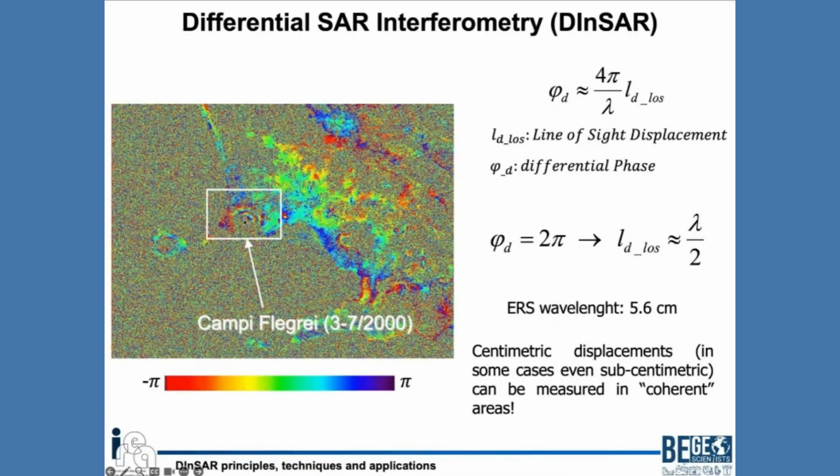The deformation phase can be demonstrated to be directly connected to the wavelength. In particular, the fringes are connected to the wavelength, and from one fringe to another, from a mathematical point of view, it means that there was a movement or something changed between the master and the slave acquisitions of the entity of half a wavelength. So if I move from this blue here to this blue here, this is an ERS image, so C-band, so we have a wavelength of 5.6 centimeters.